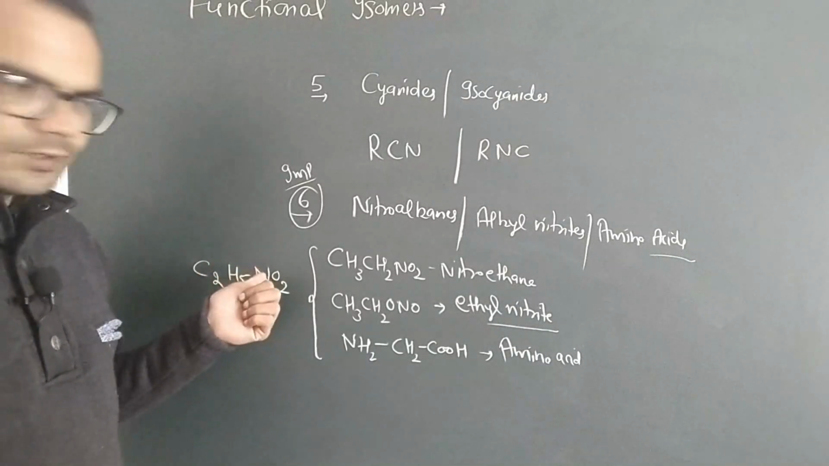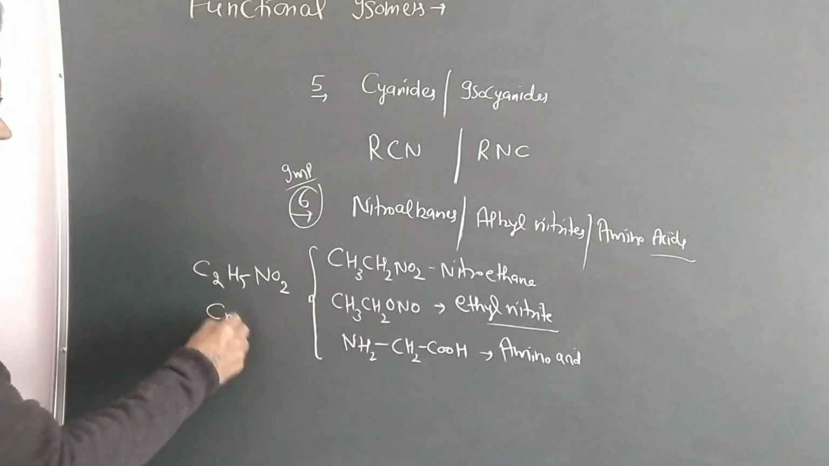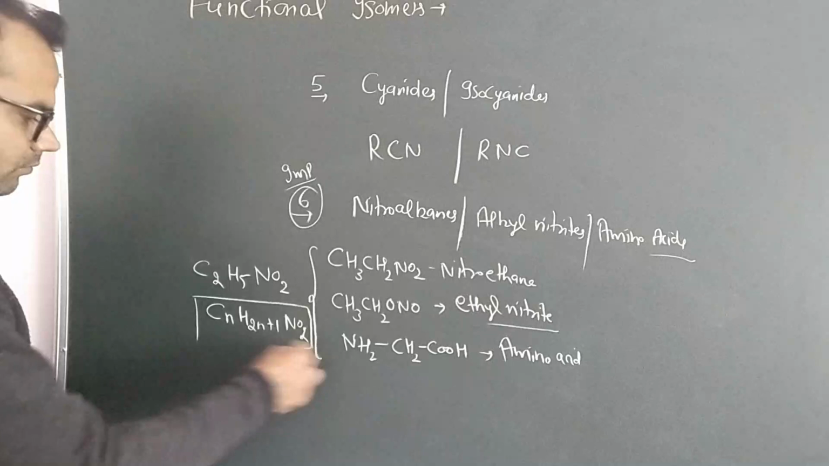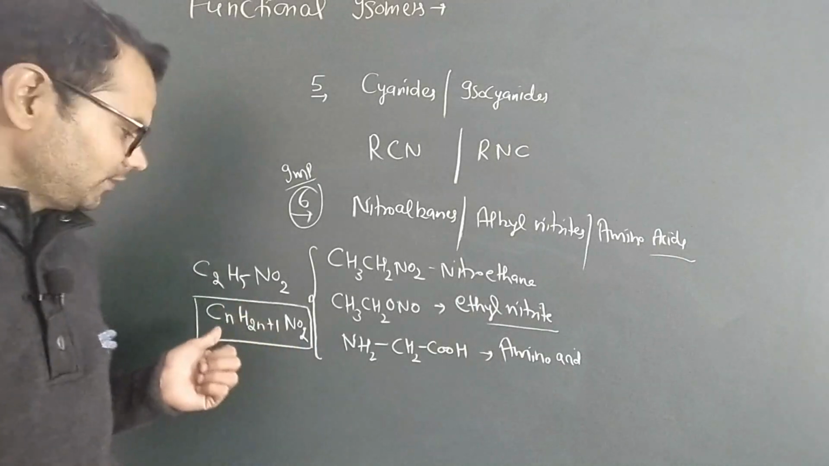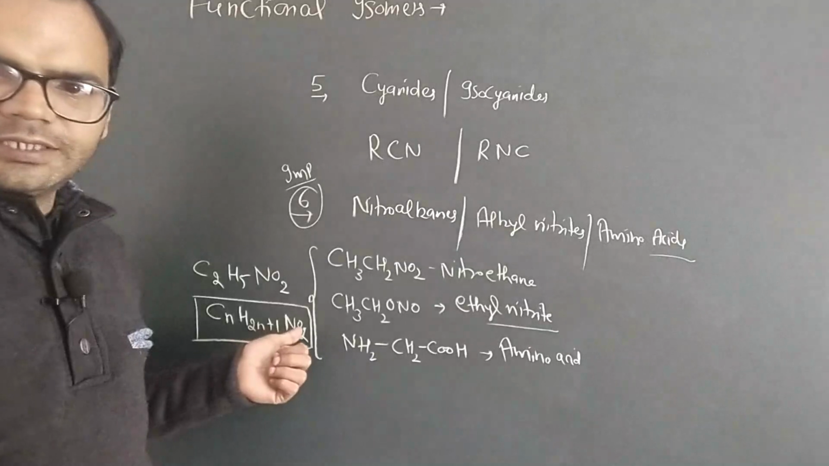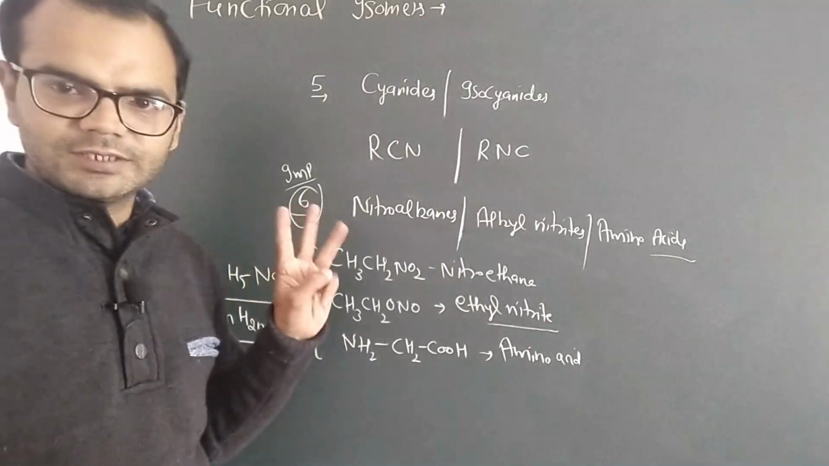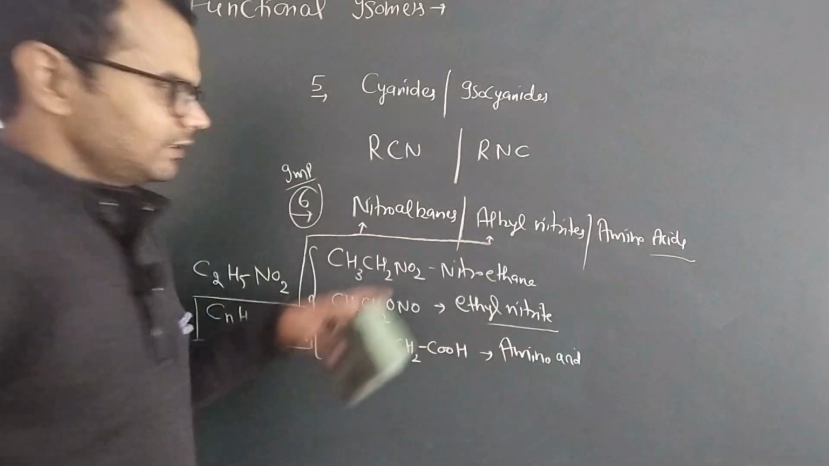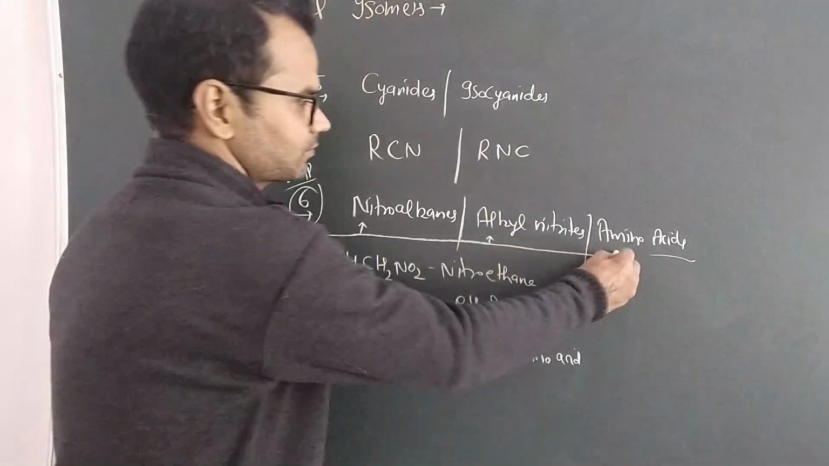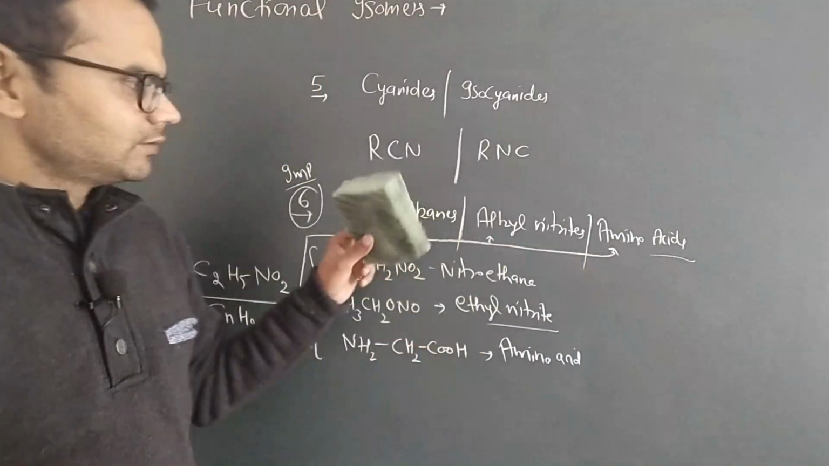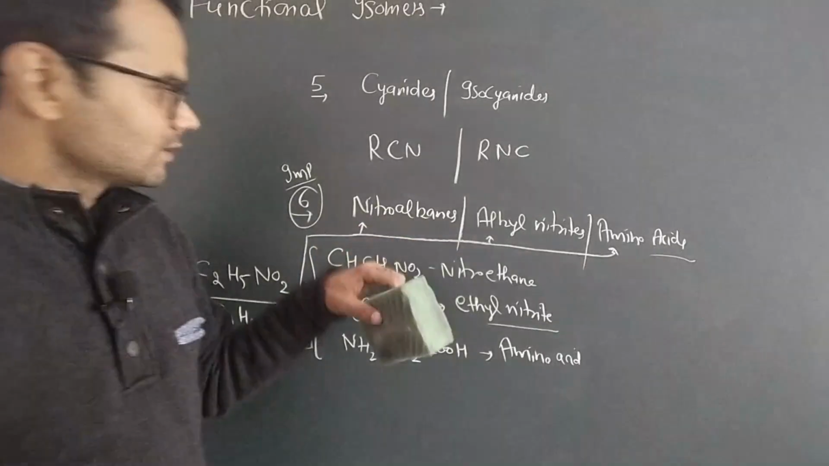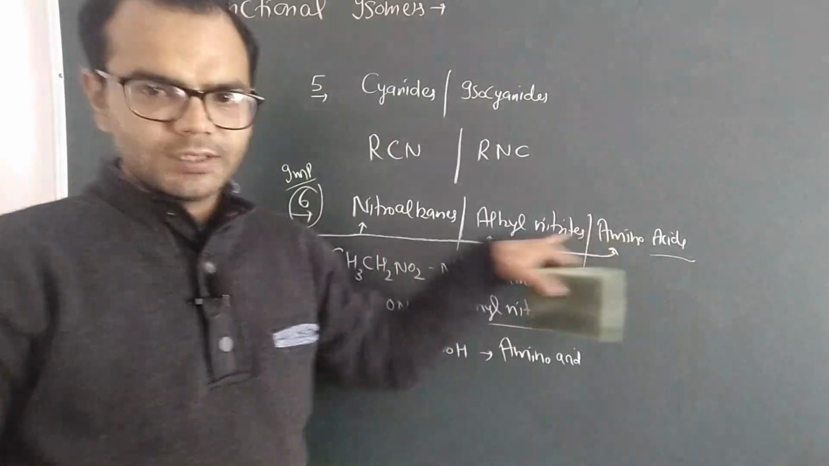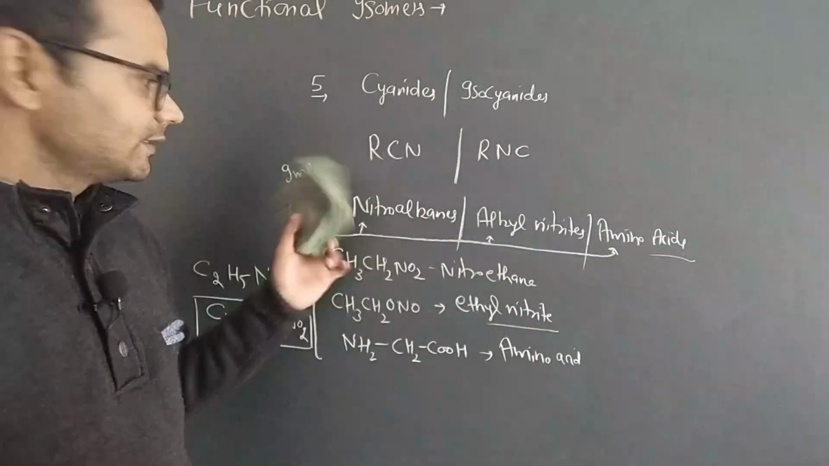So if we write with respect to n carbon, the formula is CnH2n+1NO2. That will represent 3 functional groups. One is nitroalkane, second is alkyl nitrite, and third is amino acids. That is quite an important conclusion also. Nitroalkanes, alkyl nitrites, and amino acids, they all are functional isomers. This is our set number 6.